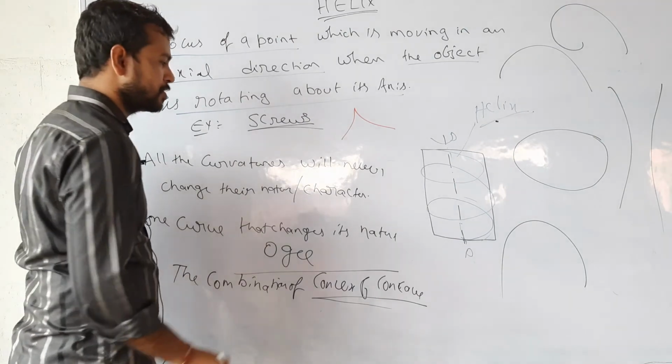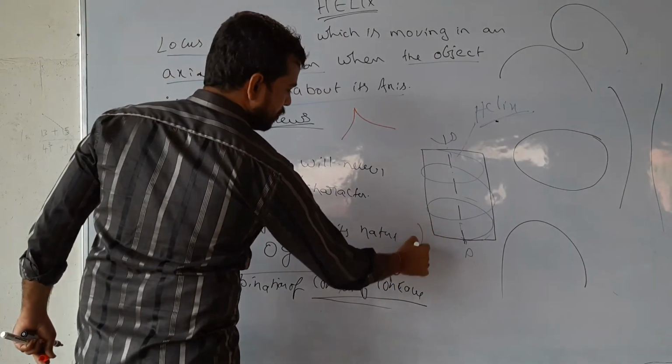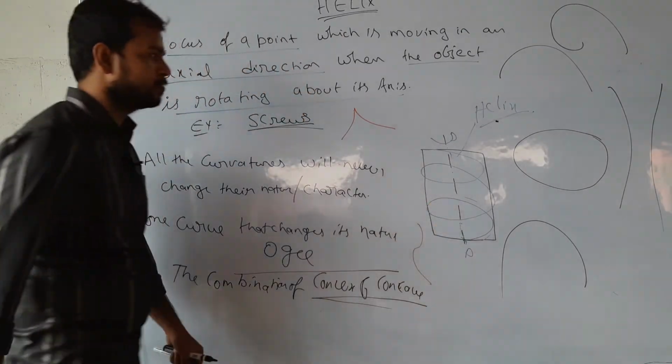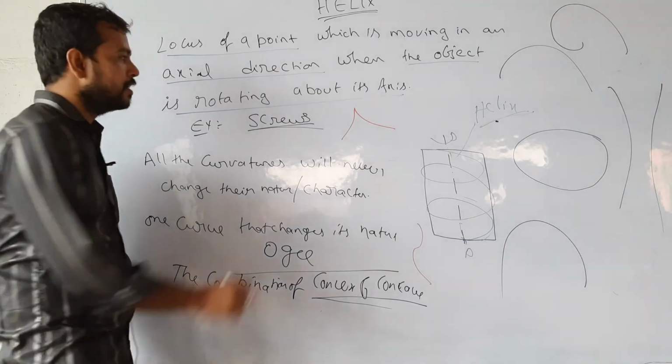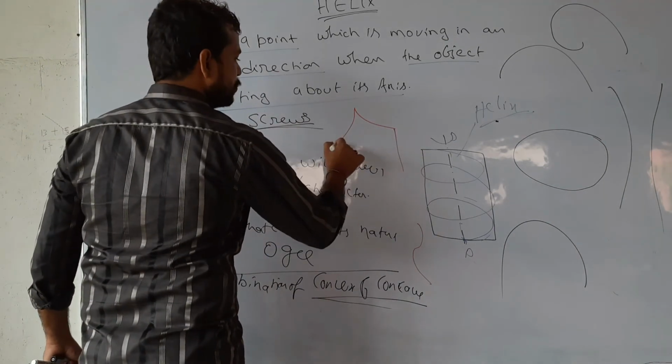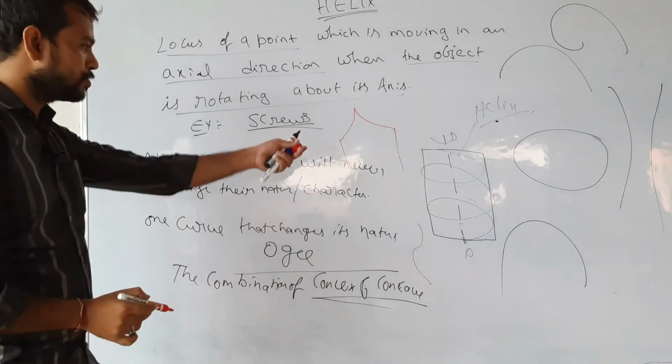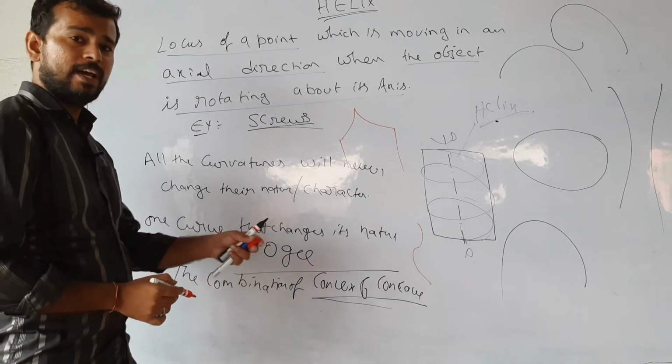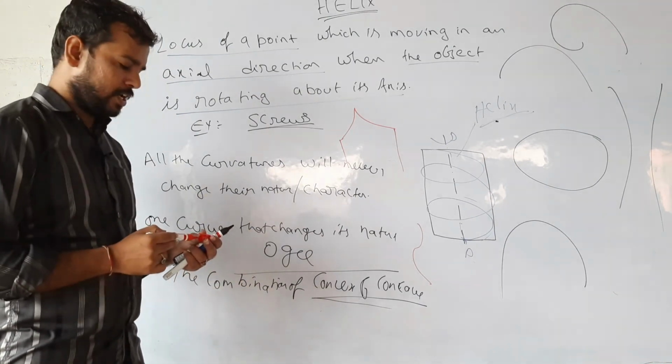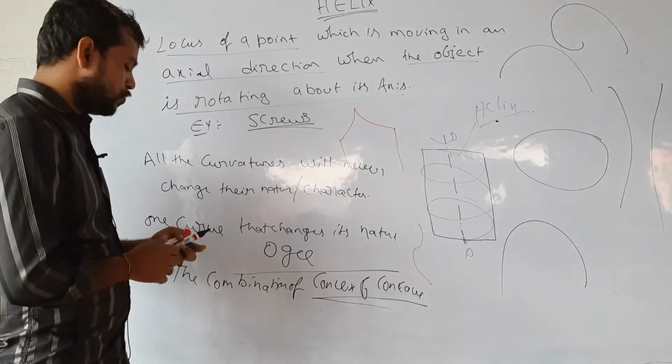This is the ogee curvature. Not only like this, you can put it like this also. This is also an ogee curvature. So where do we use this type of ogee curvature? We analyze it in constructions. Okay, clear? So this is about ogee.